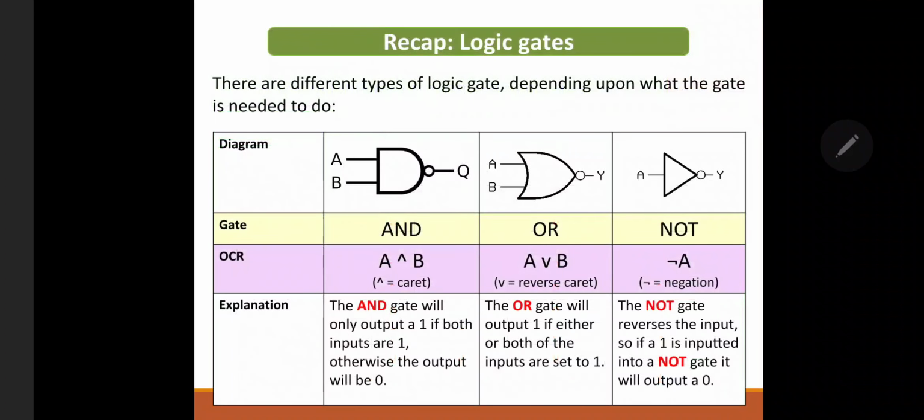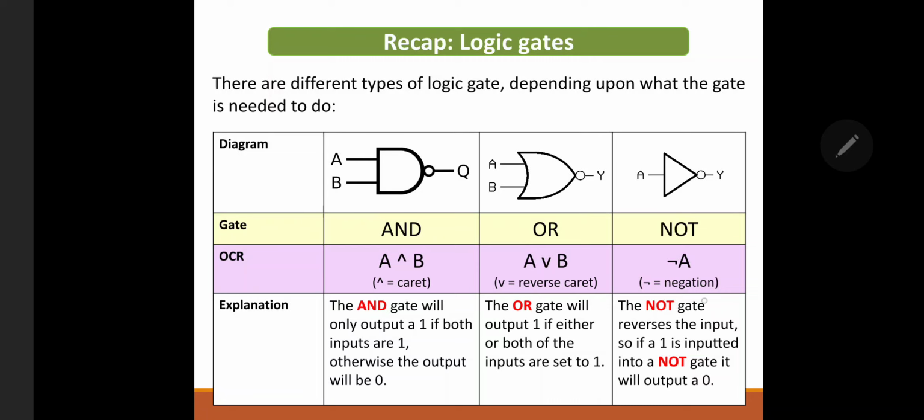Let's recap. The rule of AND states that the gate will only open if both of the inputs are 1. That's the only way it will work. For the OR gate, it will work if either or both of the inputs are 1. And the NOT gate states that it will be the reverse or the opposite of what is there. That's the negation gate. At GCSE level, that's all you need to know.